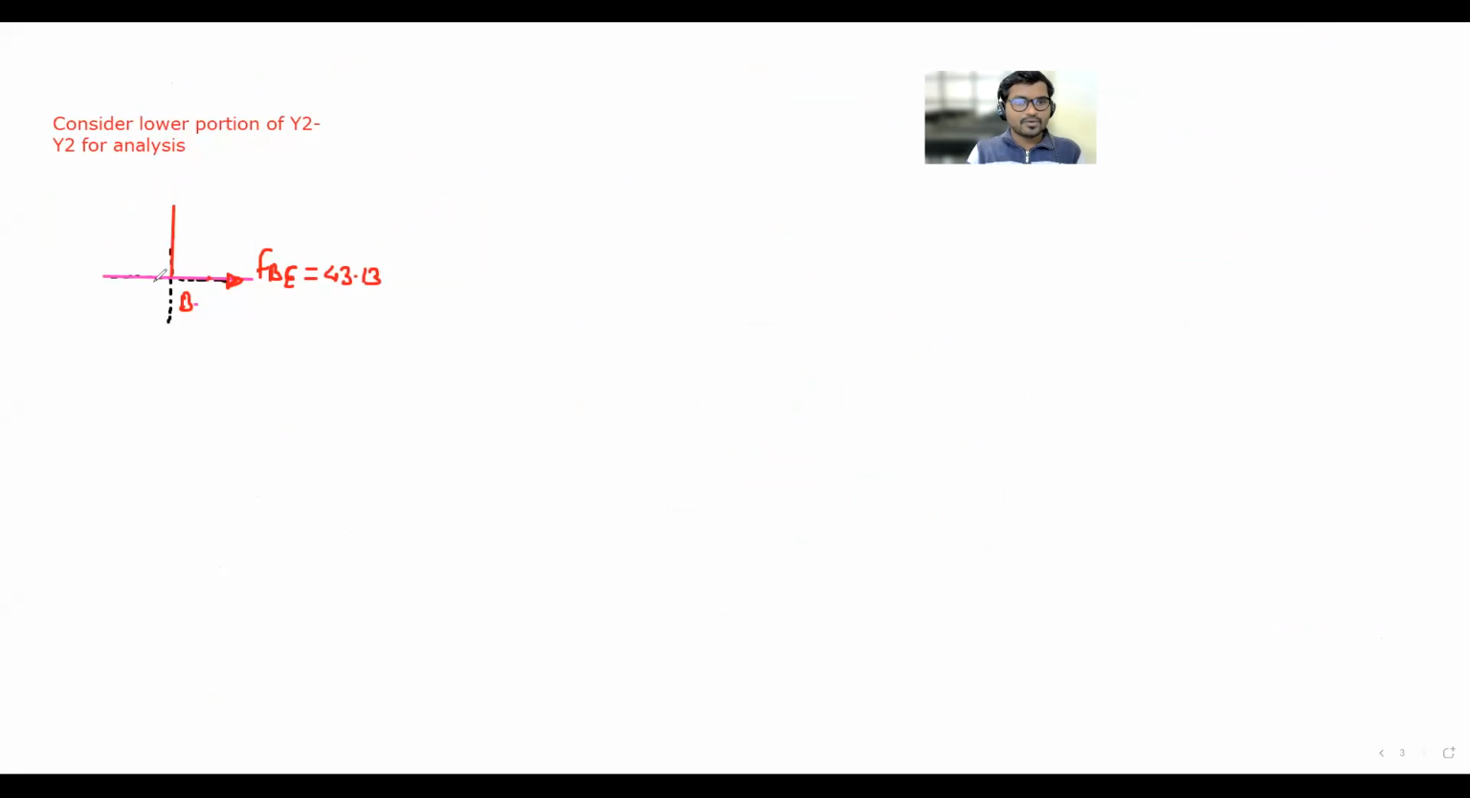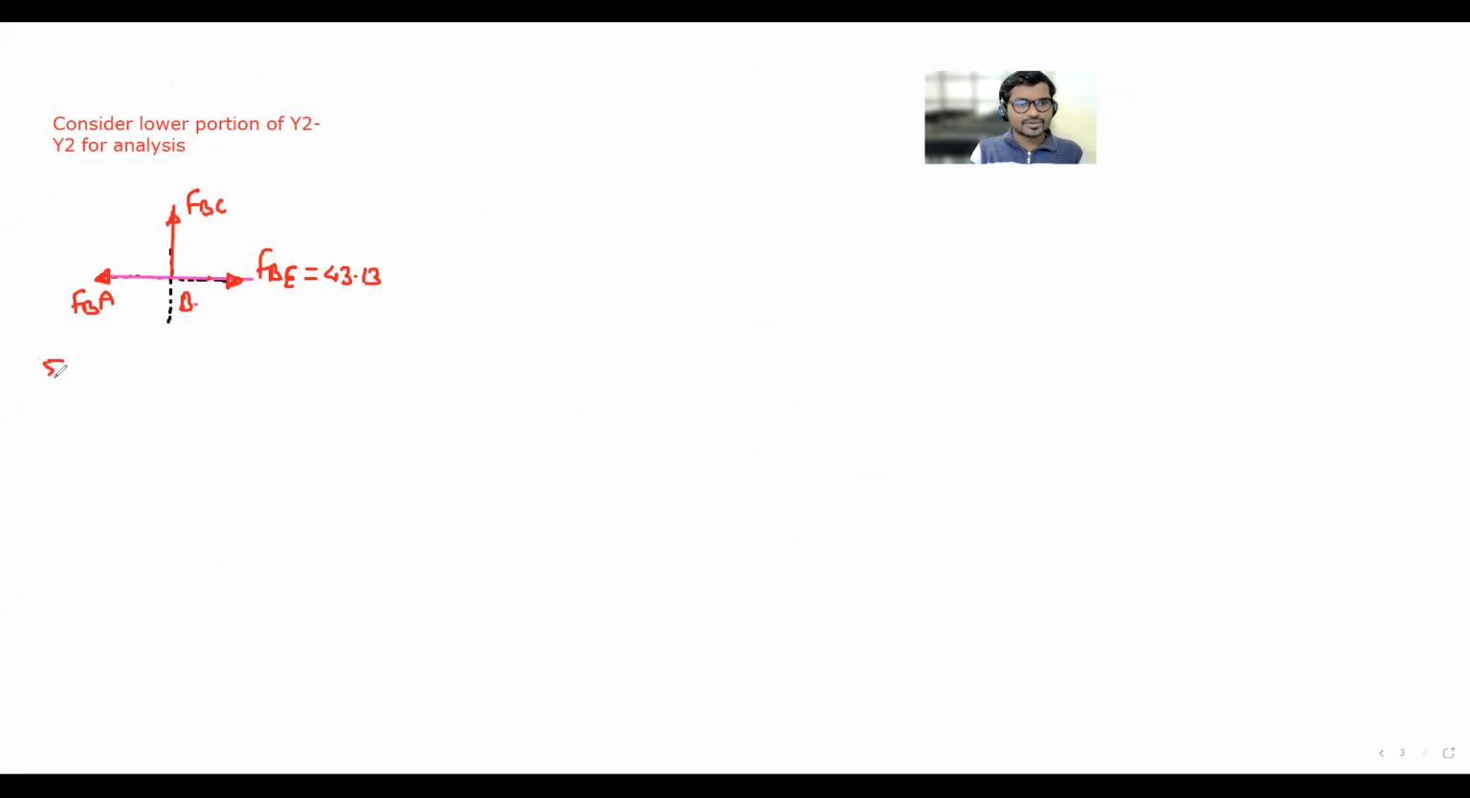So what is the direction for the force in this member FBA? Probable direction for this FBA? Left. FBC, probable direction up or down? Up. Okay, so go for the analysis.